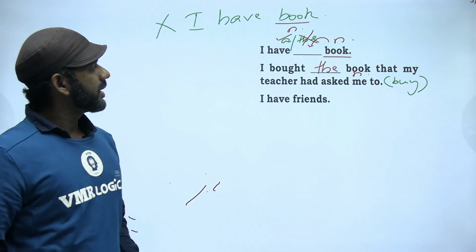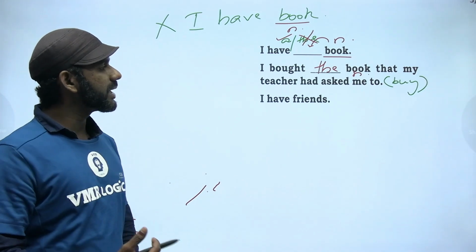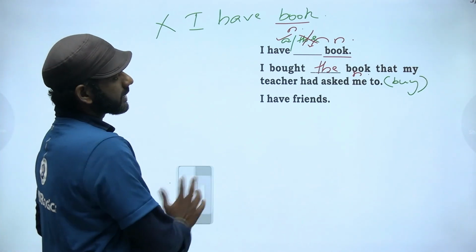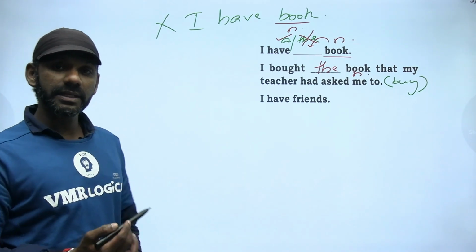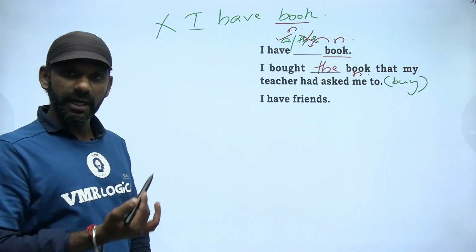Come to the second one. I bought dash book that my teacher had asked me to. Book is a noun. In this sentence, is there any detail given regarding the noun book? Yes. Book that my teacher had asked me to.